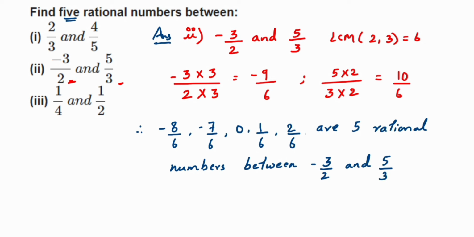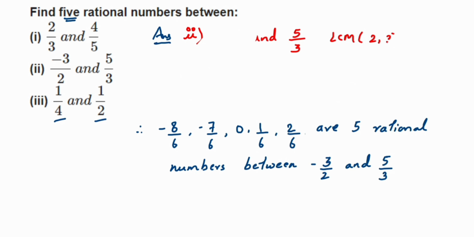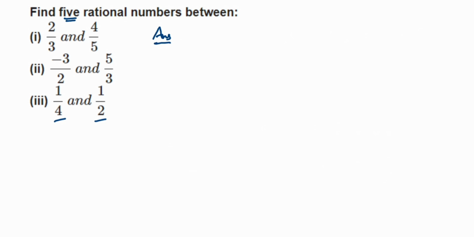Okay, so this was second question. Let's go with third one now. Now in third question we have 1 upon 4 and 1 upon 2. So first write down the question, and that is 1 upon 4 and 1 upon 2. Again the first step is to take a LCM because denominators are not same. So LCM of 4 and 2 will be 4.